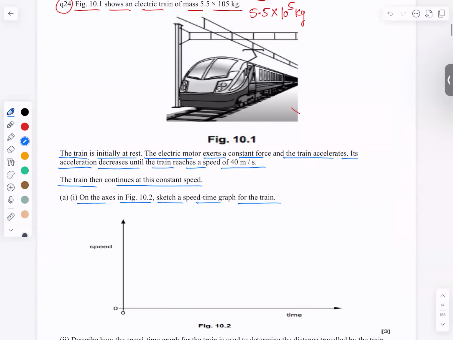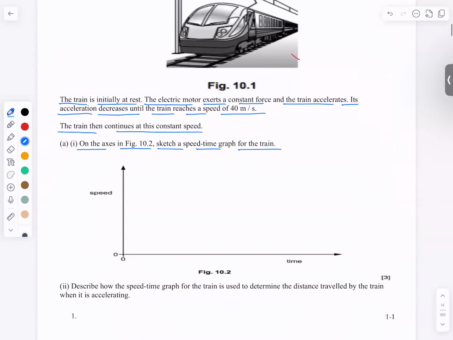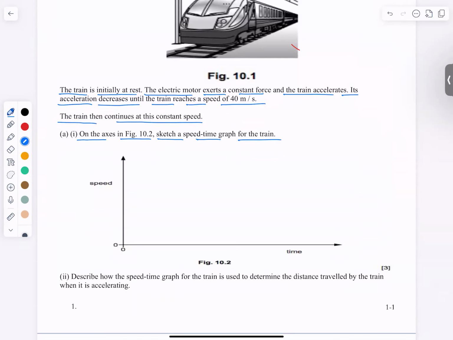And what is given? The given situation is the train is initially at rest. The electric motor exerts a constant force. The train accelerates. Its acceleration decreases until it reaches a constant speed of 40 meters per second. Acha, then the train will continue at this constant speed. So, after achieving a speed of 40 meter per second, the train then will not further accelerate. Time is in seconds. Acha.